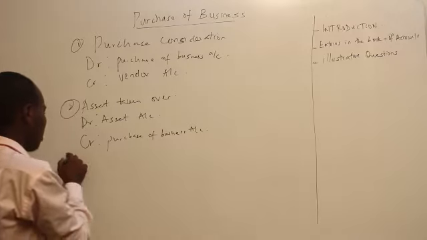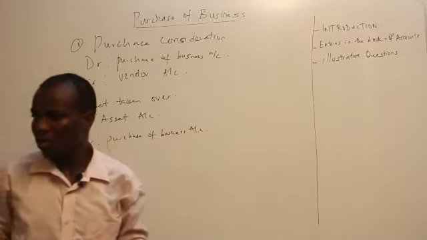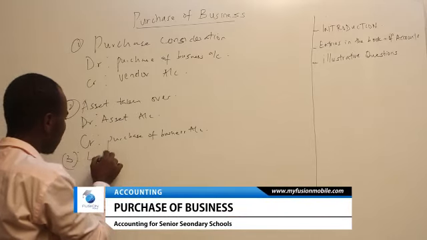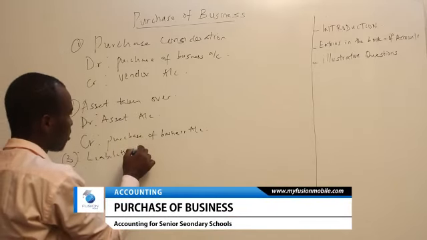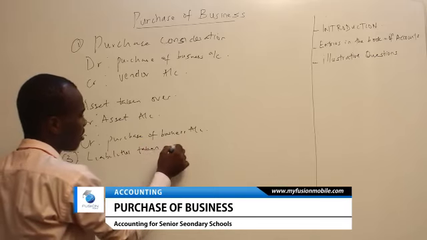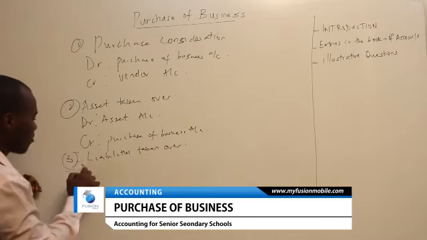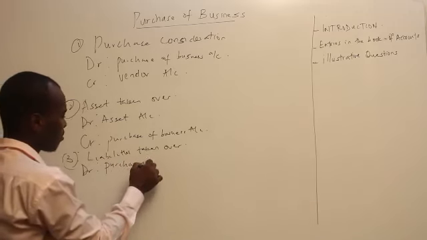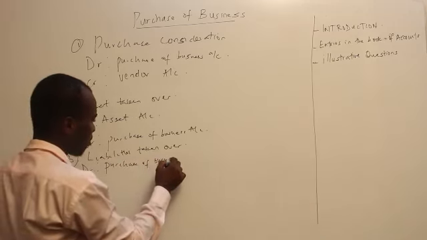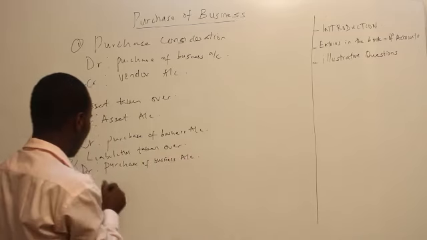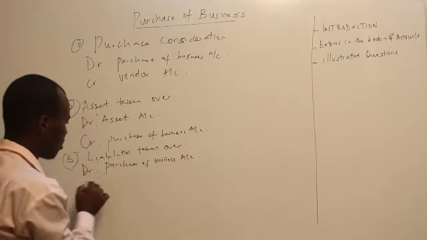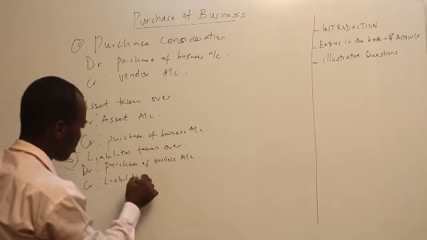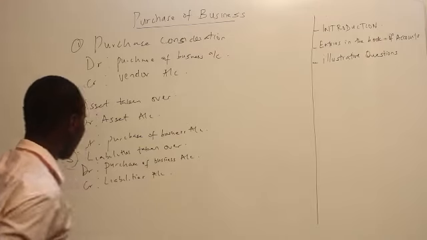Then number three, liabilities taken over in the business by the purchaser and coming into the business. For us to debit purchase of business account and credit liabilities account.